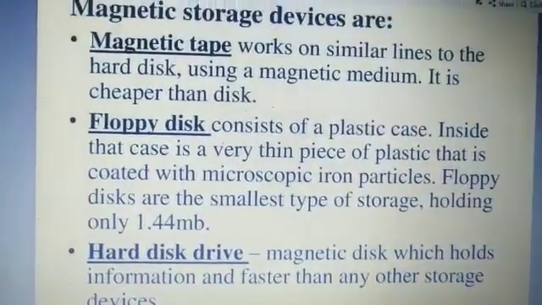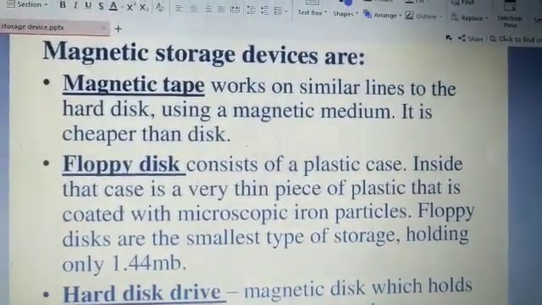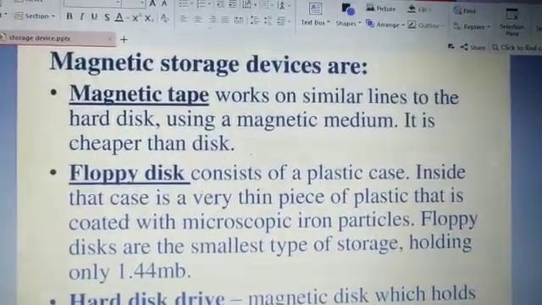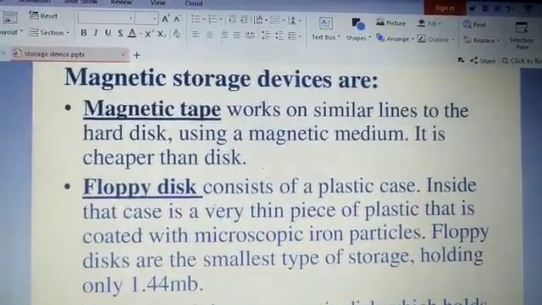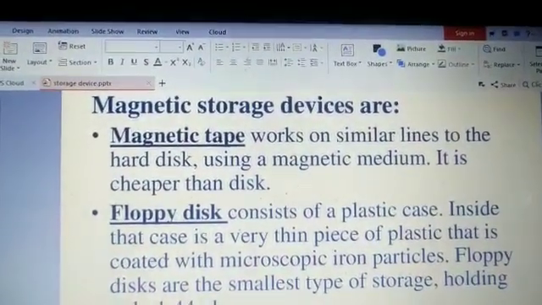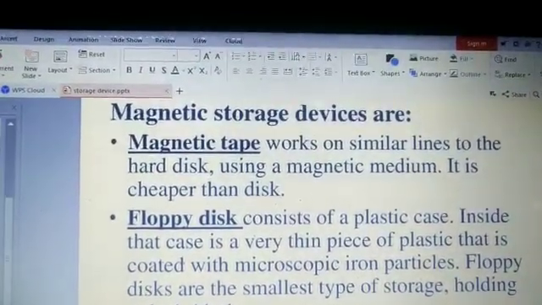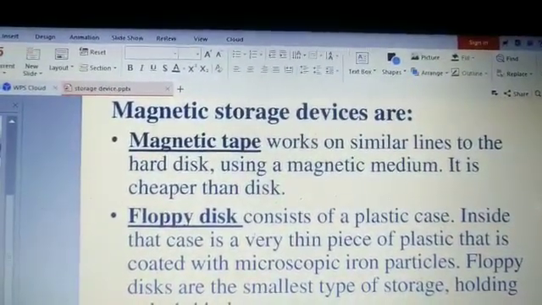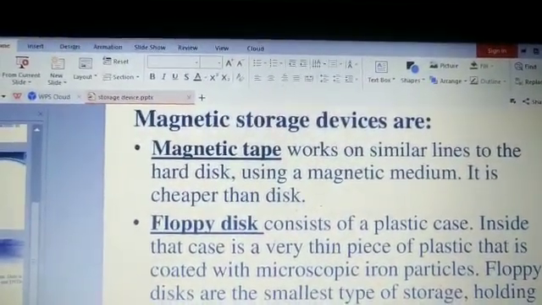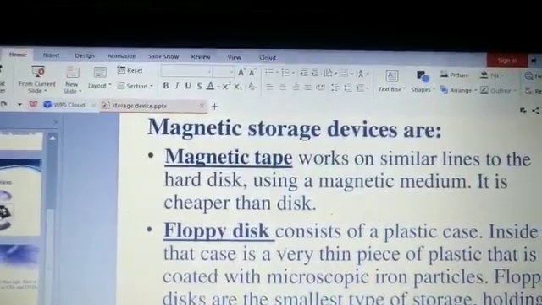Now next comes the topic of magnetic storage devices. First you have to learn about the magnetic tape. Magnetic tape was used in 1951. Unlike the magnetic hard disk, it is a sequential access storage device. To access the nth block, a tape drive must go through the first n-1 blocks. This sequential access makes the tape slow. It is used for data backup from the hard disk in case of a hard disk crash.